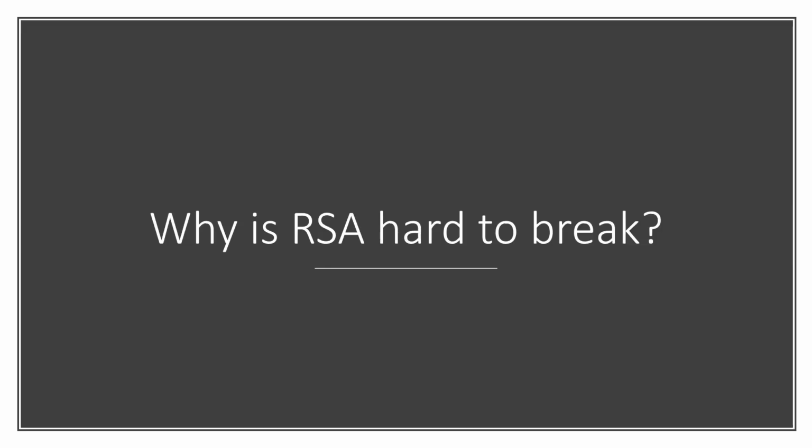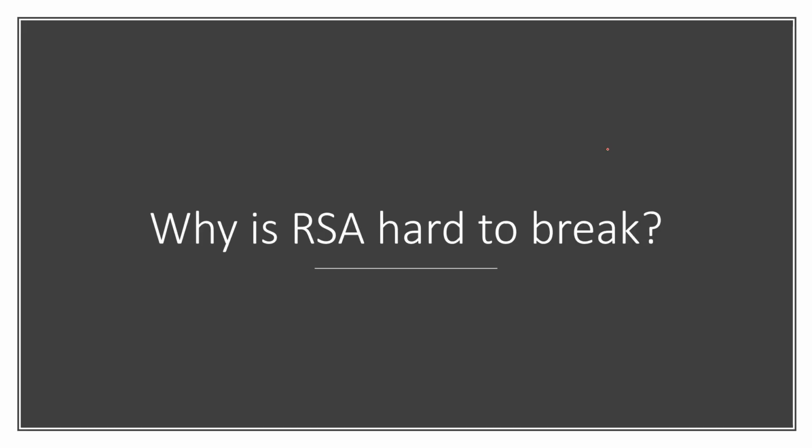So why is RSA hard to break? Because prime factorization is very hard. We are talking about numbers that are very large, 400 digits in length. Although you know n and e, which are public, you cannot find d using this information in a reasonable time.